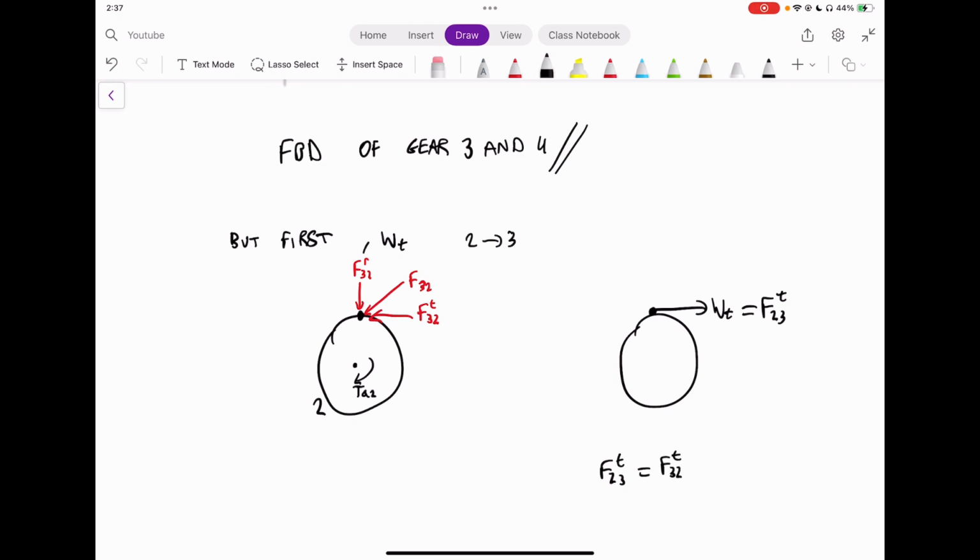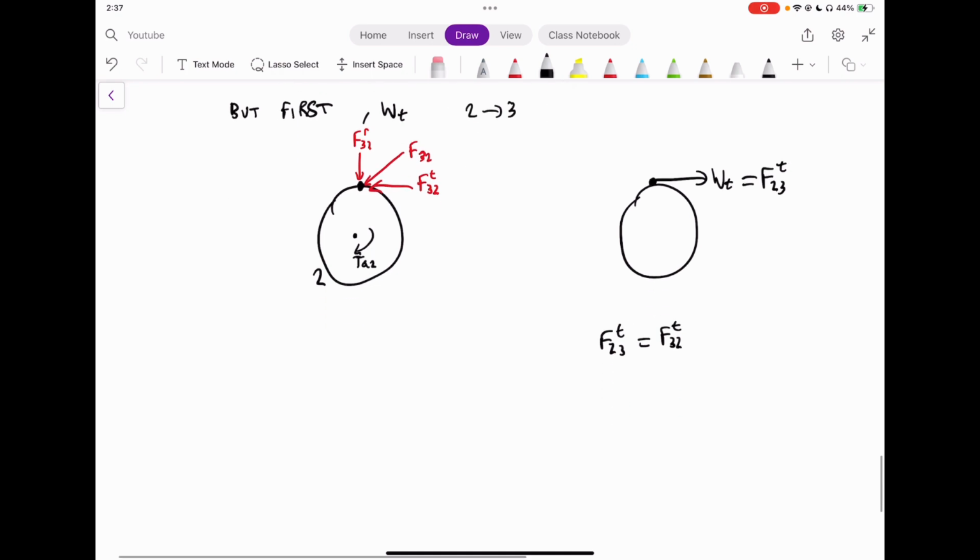Okay, so the magnitudes are the same, it's just the direction that changed. So let's first solve WT. Compared to the first example where we solved our free body diagram first, this time we're finding WT first because we know we're probably going to have to use it. So let's find WT.